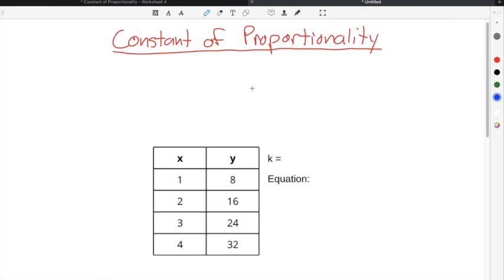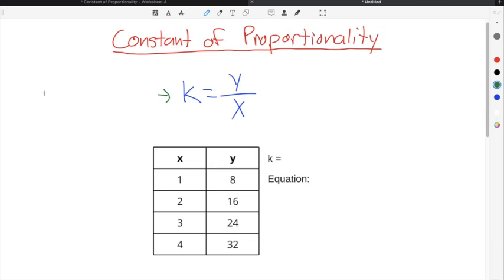The first part of understanding what the constant of proportionality is, is understanding that it is the ratio between two proportional quantities. This is typically shown using the equation y equals kx or k equals y divided by x. We're going to focus on the second equation, which is k equals y divided by x.